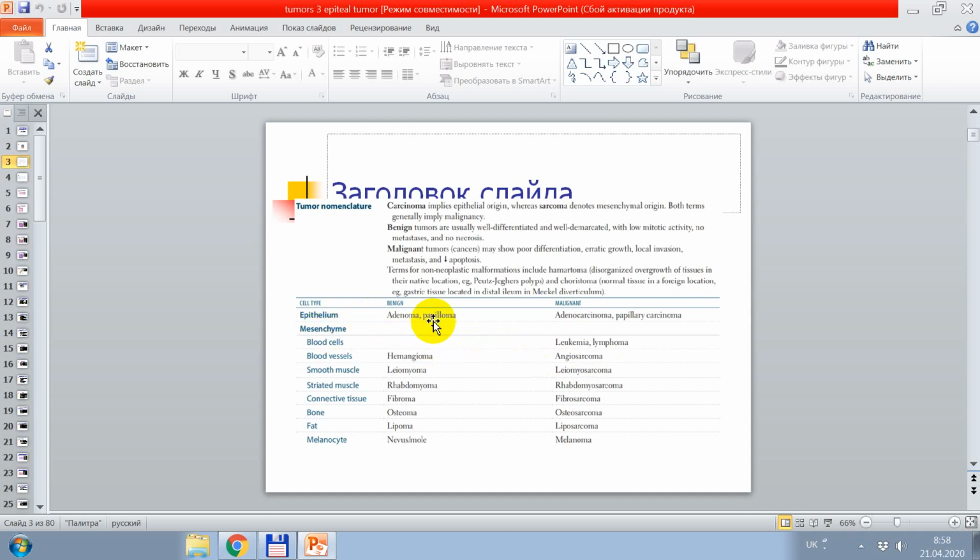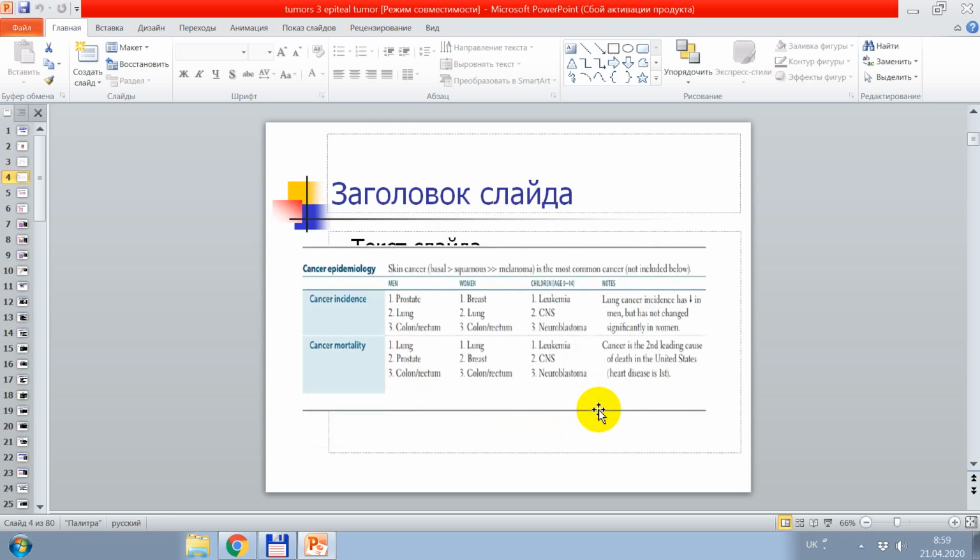For example, benign tumors are named adenoma and papilloma. Malignant tumors from epithelium are adenocarcinoma and papillary carcinoma. Now, here are presented other names from other tissues. There is also epidemiology information about tumors from epithelial tissue in this book. For example, skin cancer, basal cell or squamous cell, or melanoma is the most common cancer, not included below.